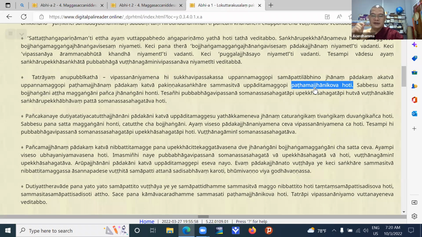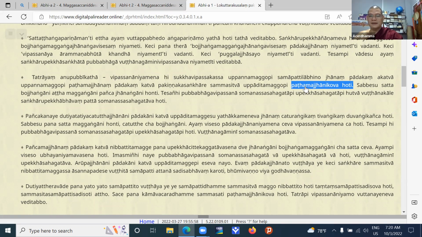That means the factors of the magga will be 8, the factors of the body will be 7, and the factors of the jhana will be 5. The factors of body, magga, and jhana will be determined according to this.